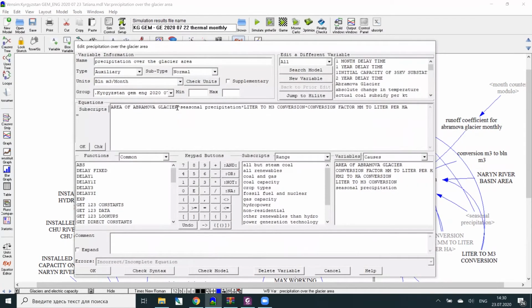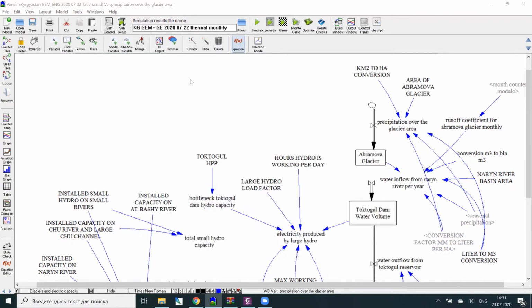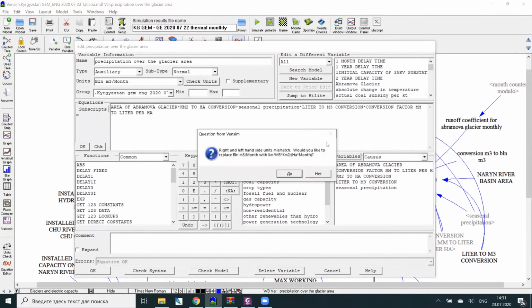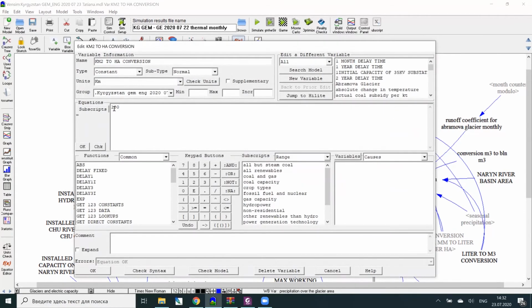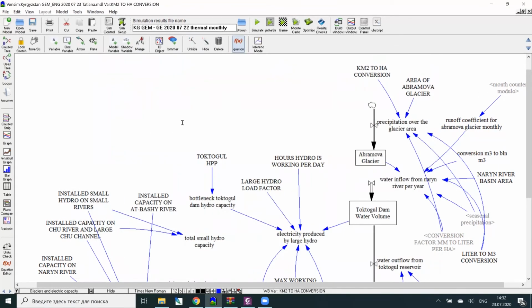Area is kilometers per kilometers. Then we convert. Then we have hectares and seasonal precipitation. Kilometers per kilometers. Yes, of course, I did that wrong. You may need to divide instead of multiplying some of the variables. I may, yes.